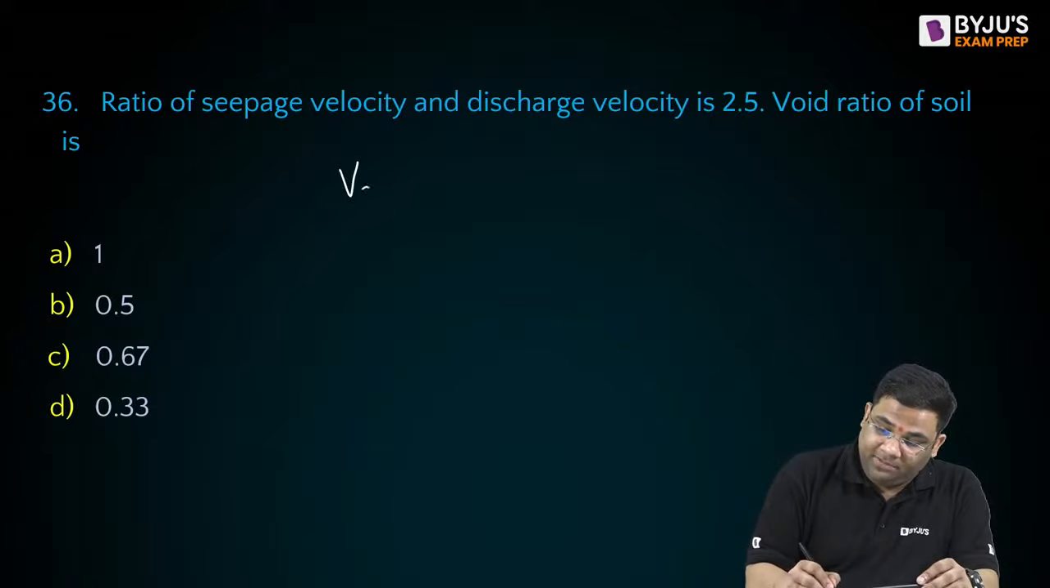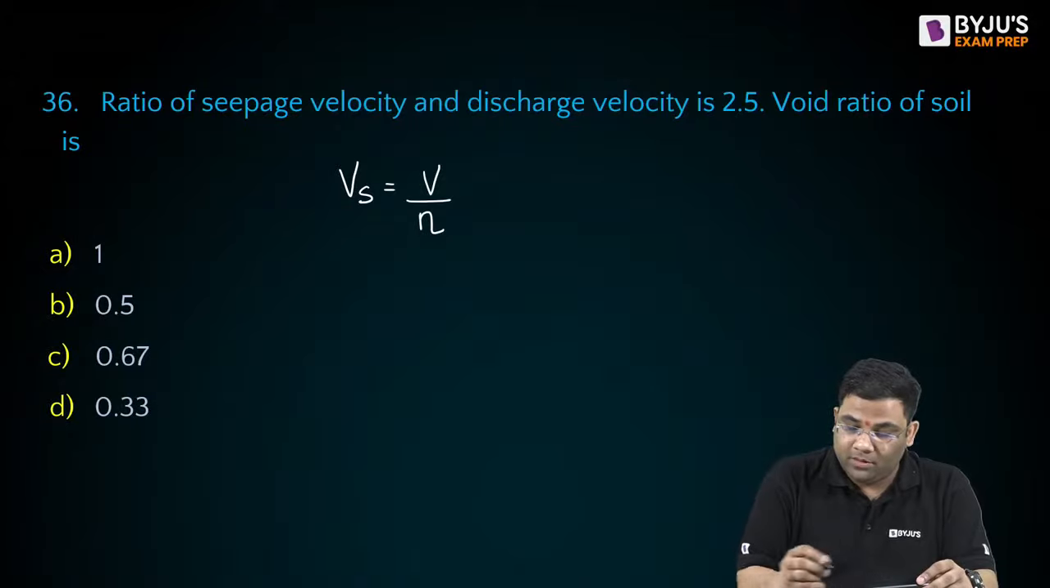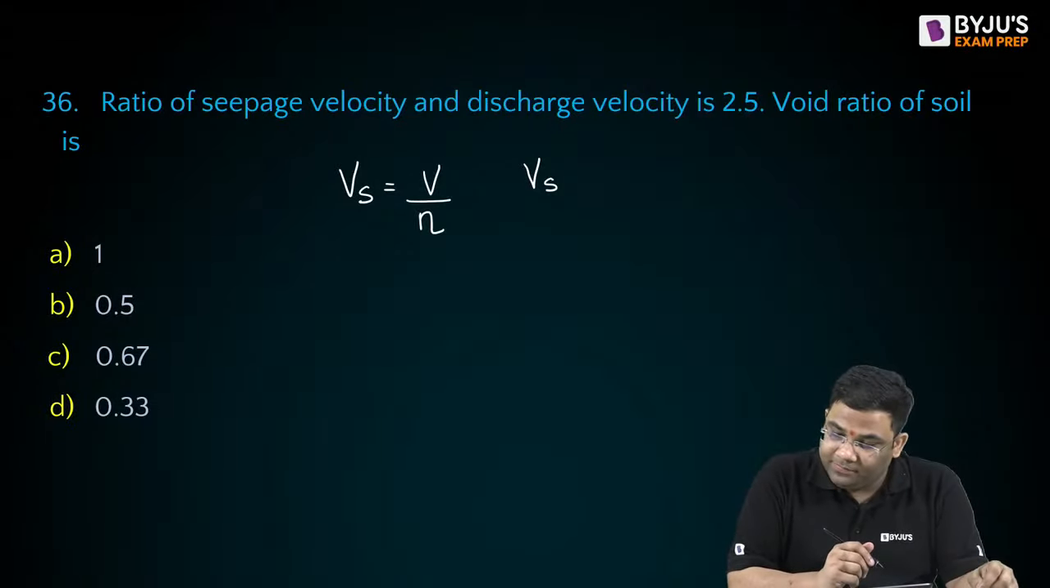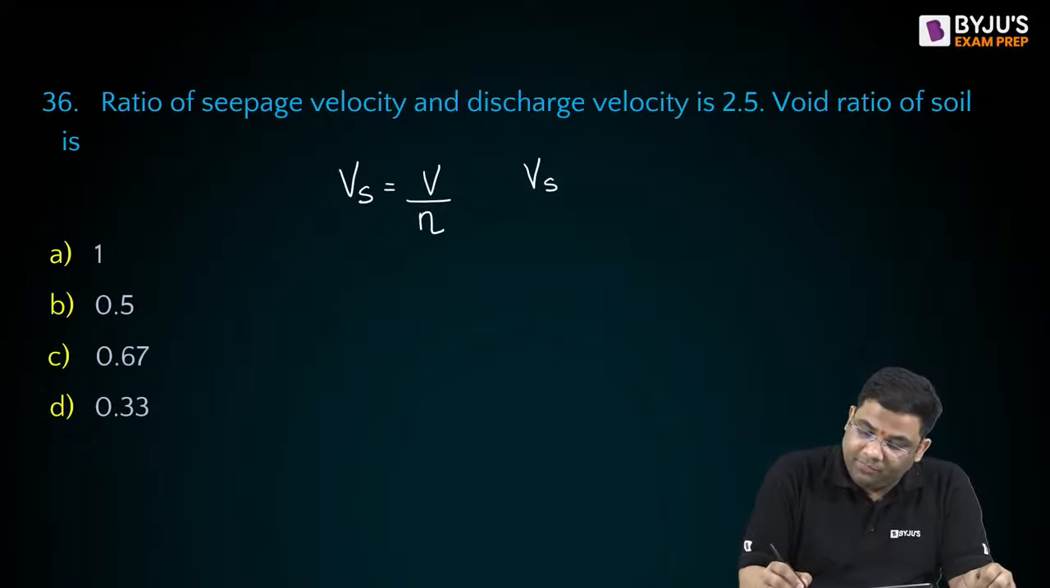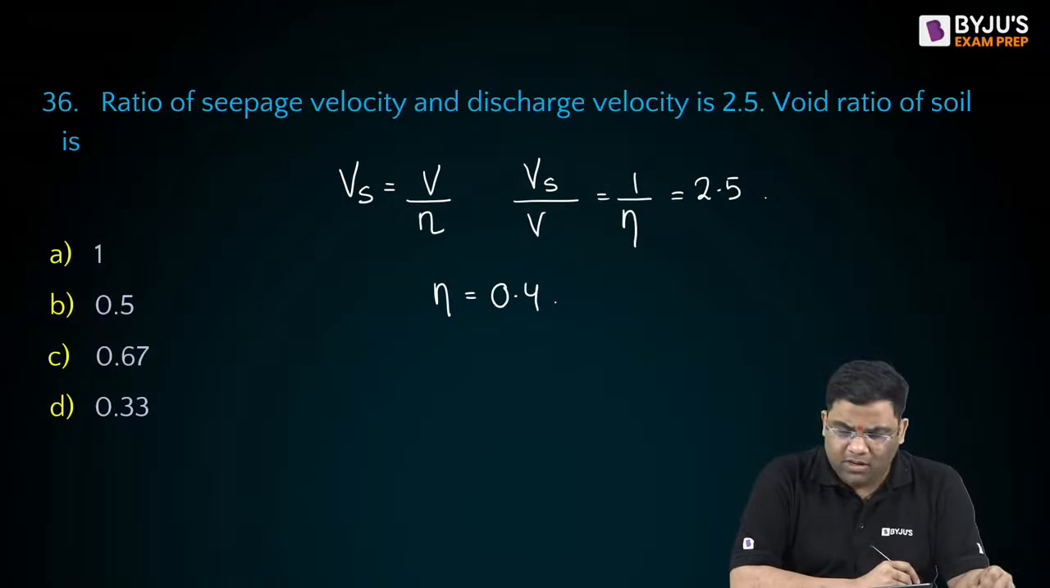A, seepage velocity is equal to discharge velocity by porosity. Okay. The question is a little wrong, right? No, it is correct. You see, this is equal to 1 by porosity, which is given as 2.5, right? So from here, porosity is 0.4. Now answer this. Now answer this.